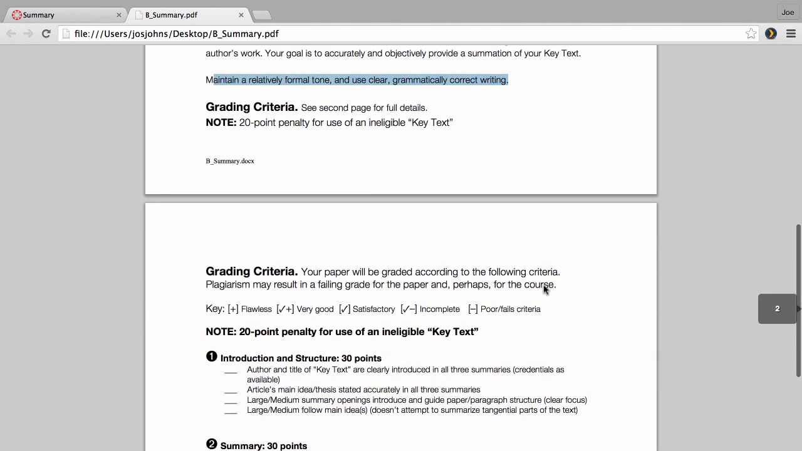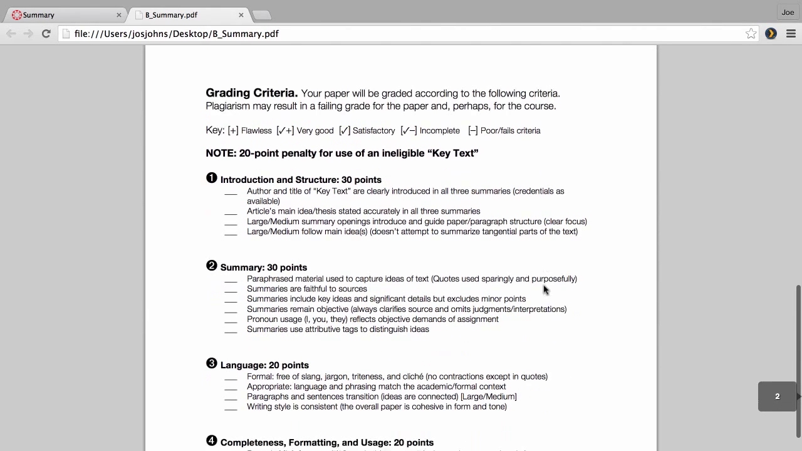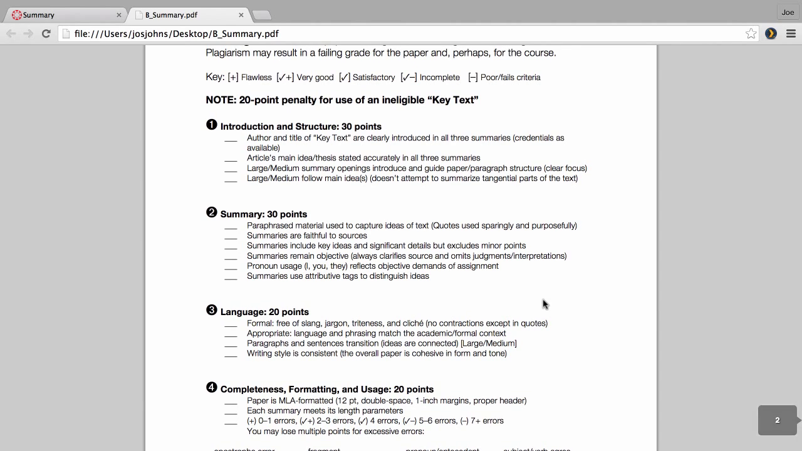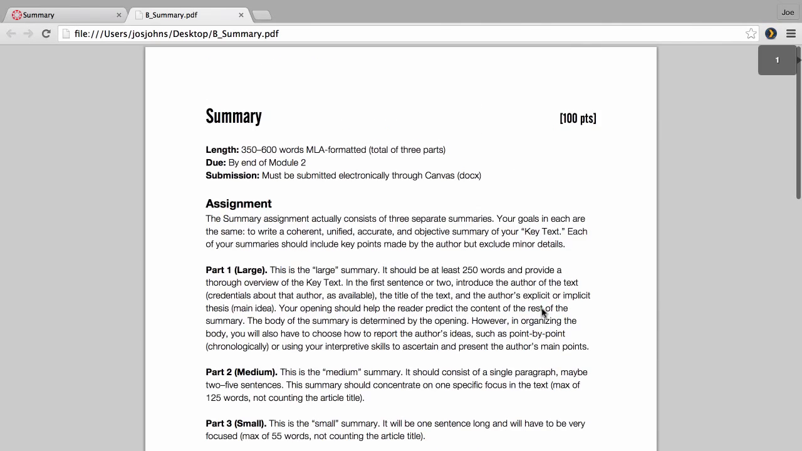And as usual, you can look on the second sheet for a point-by-point breakdown of how your paper will be scored. This will match on the assignment. So now let's go and take a look at the sample summary.